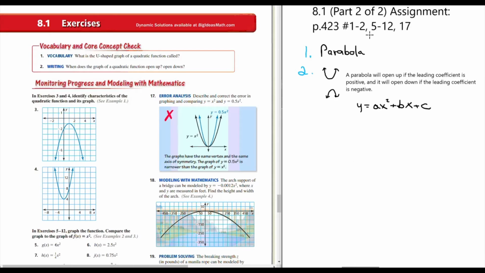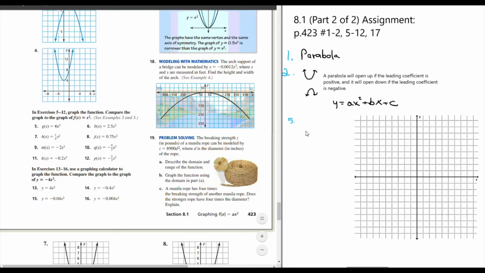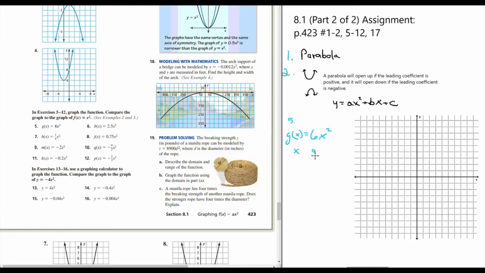All right, the next one is number 5. On numbers 5 through 12, you have to graph the function and then compare the graph to the graph of f of x equals x squared. So on number 5 here, we're going to graph g of x equals 6x squared. To do that, just like I showed in my lesson, we can just make an input-output table, x and g of x.